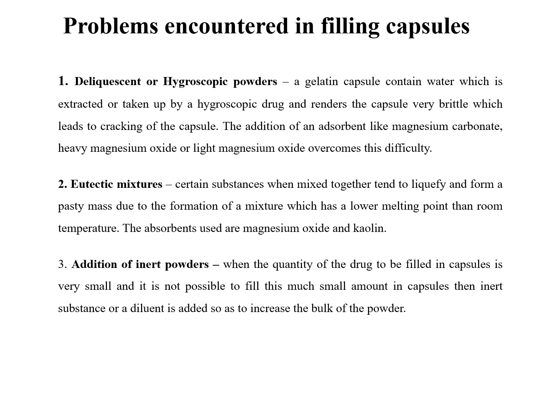Eutectic mixtures. Certain substances when mixed together tend to liquefy and form a pasty mass due to formation of a mixture which has a lower melting point than room temperature. Adsorbents used are magnesium oxide and kaolin.